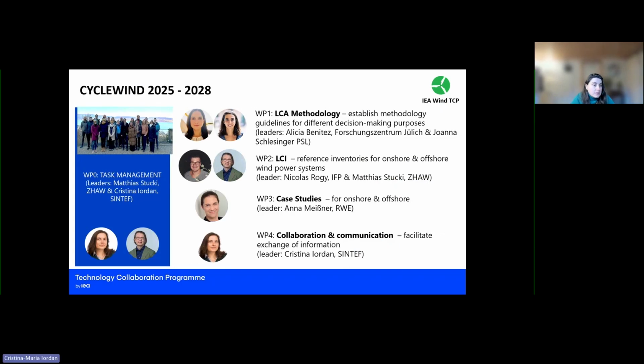Once the need for such a task was evident, together with Matthias and with help from our members, we have planned this mandate of 4 years for CYCLEWIND. We are organized in 5 work packages led by different institutions. So we have work package 1 dedicated to development of LCA methodology guidelines, work package 2, which is focused on gathering reference inventories for both onshore and offshore wind power systems. Work package 3 is the one where we aim to zoom in on different case studies, again for onshore and offshore. And work package 4, which is where we concentrate our efforts towards dissemination as well as collaboration with other IEA tasks.